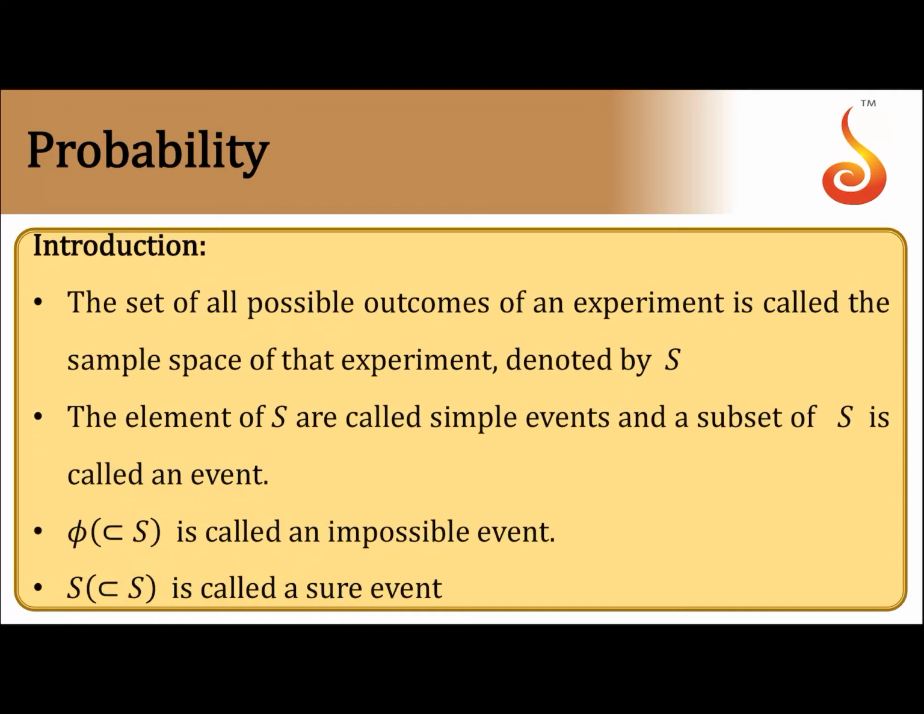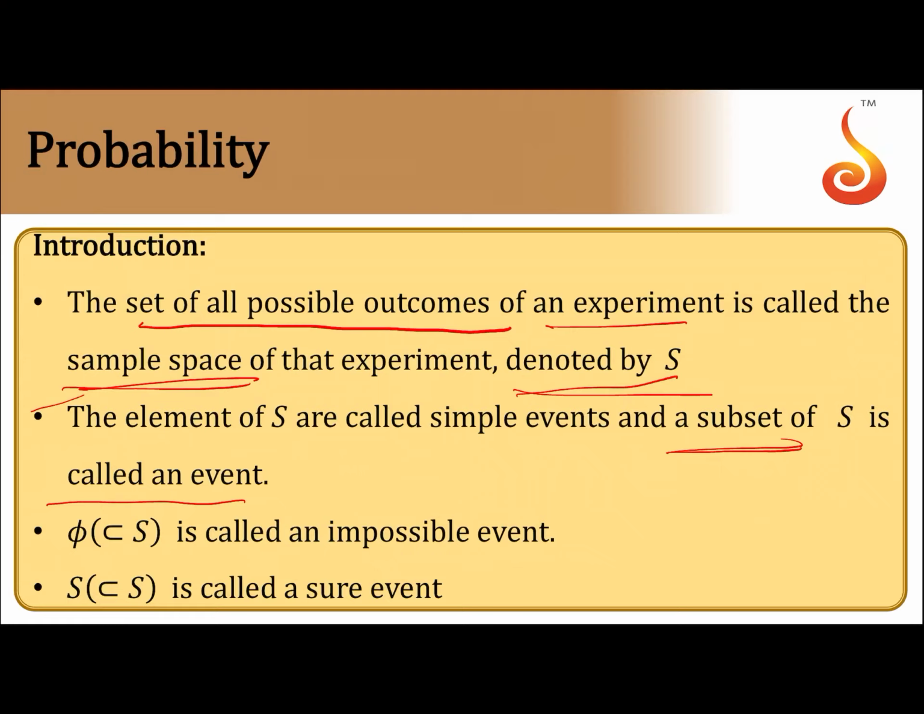First one, sample space. What is meant by sample space? The set of all possible outcomes of an experiment is defined to be the sample space of that particular experiment. A subset of the sample space is an event, and an event with one sample point is called a simple event or elementary event.